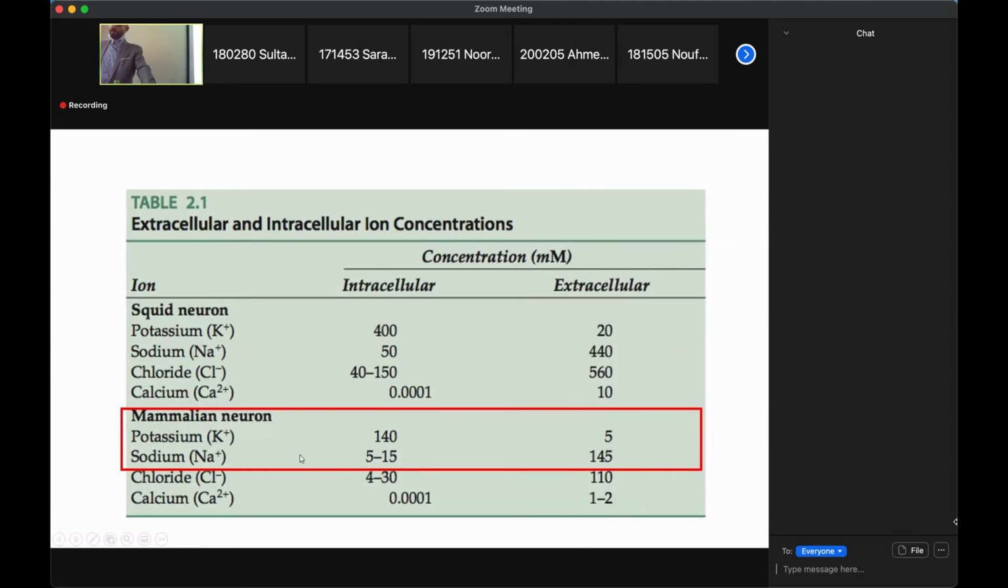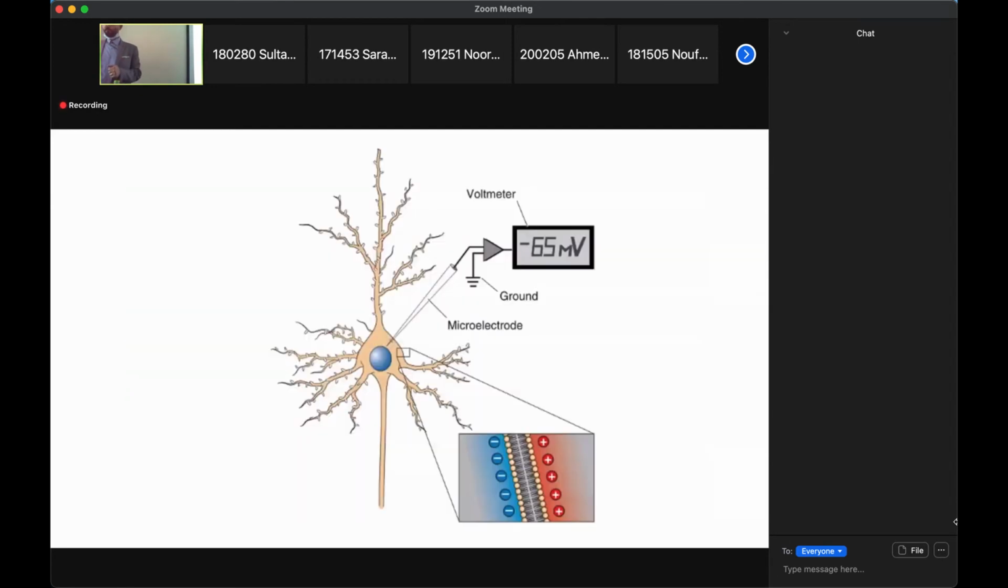Also important is calcium, but we will see that in the second lecture when we talk about synaptic neurotransmission. As you can see here, it has the lowest concentration in the cytosol, and a higher concentration outside the cell. So these ions, specifically potassium and sodium, are very important for the generation of the membrane potential. Now, we said when neurons are at rest, they have a membrane potential of what? Which value?